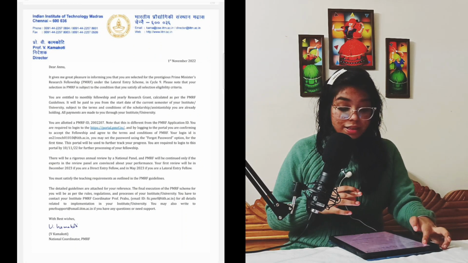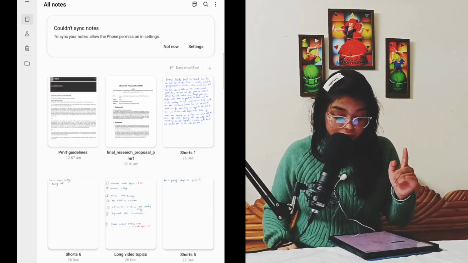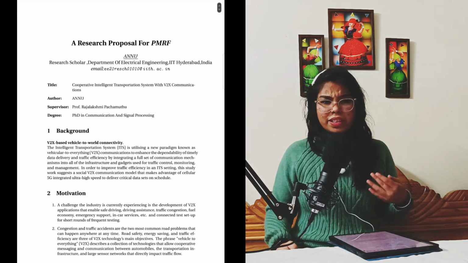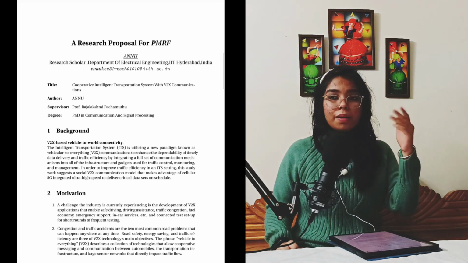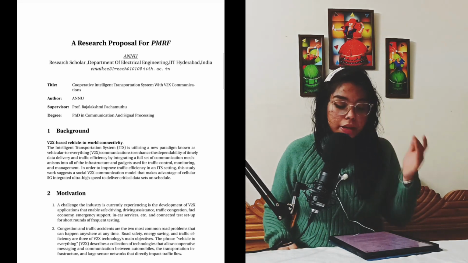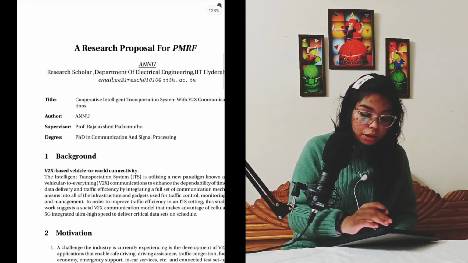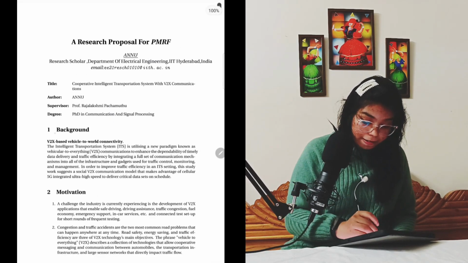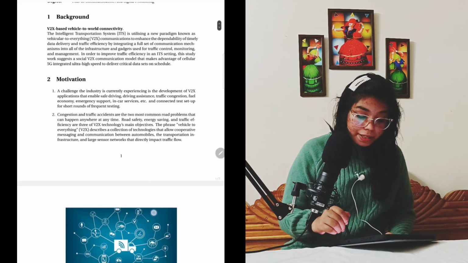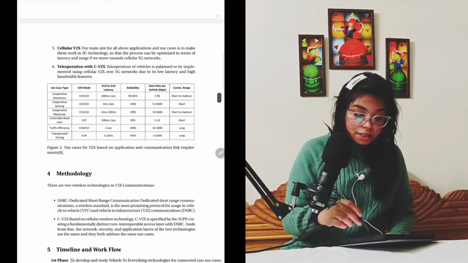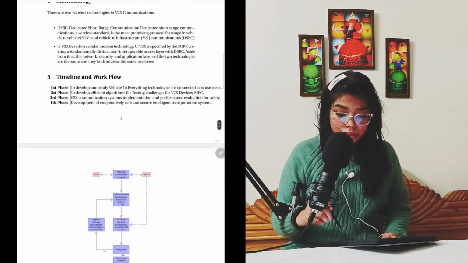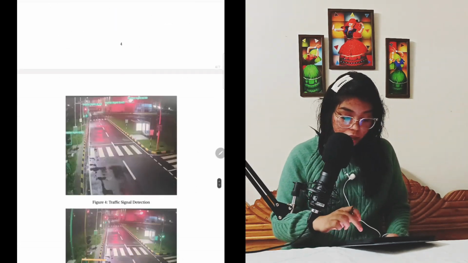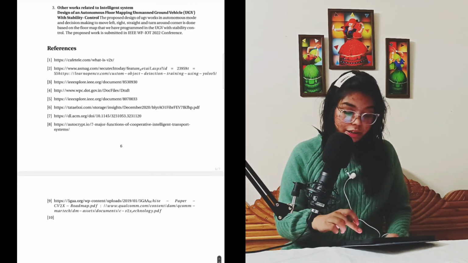So let us go to the research proposal, how to write a research proposal, which is very, very important. I'm showing a sample research proposal for the PMRF, which I made during the initial part of my PMRF application. The first thing is the background. Your PMRF fellowship research proposal should have the background, which is very important. The second one is the motivation, the third is the research objectives, the fourth is the methodology, the fifth is the timeline of the workflow, the sixth is the work progress till now, and last but not least, the references.